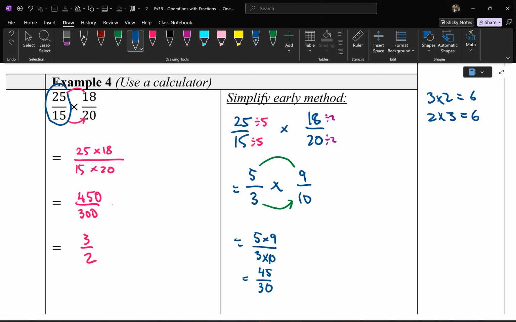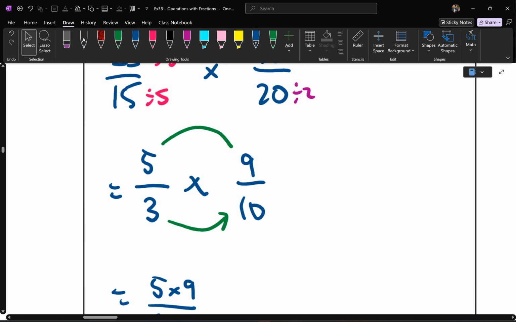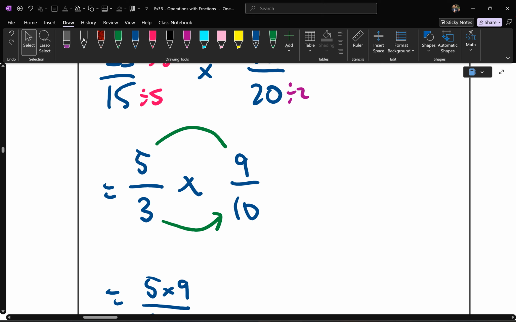See, why don't I teach you 3 times 2 and then 2 times 3? If we're looking at this 5/3 and 9/10, let's look at the first fraction, 5 and 3. Is there a number that goes in 5 and 3?